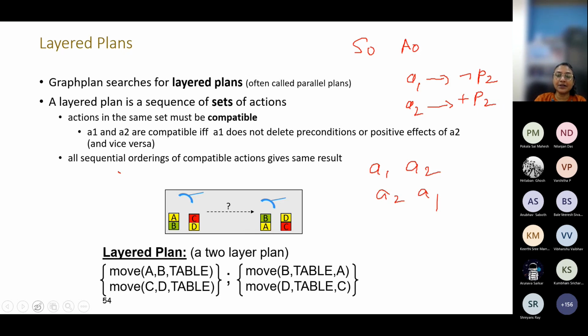So this is an example planning problem where this is my starting state. And at layer 1, these are two actions. Move A from top of B to table, move C from top of D to table. So there are two actions, right? Can you tell me if these two actions are compatible?